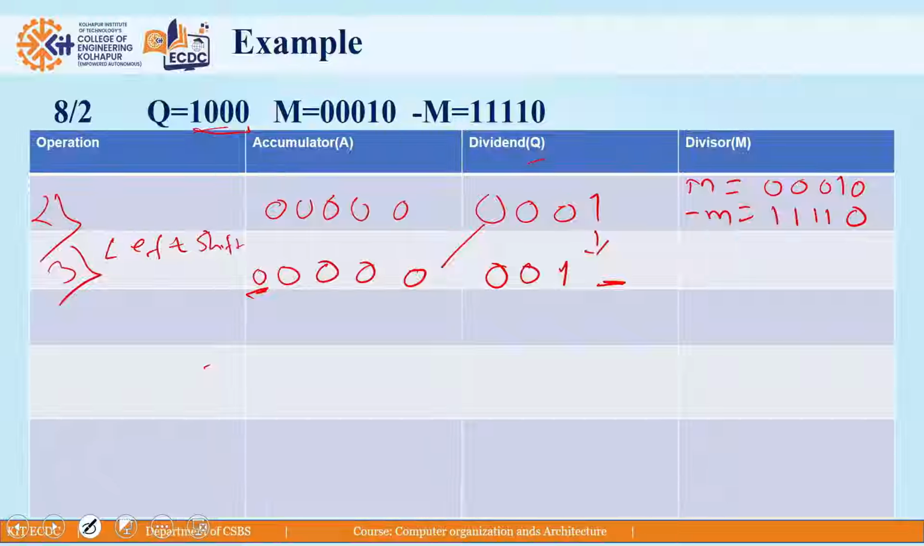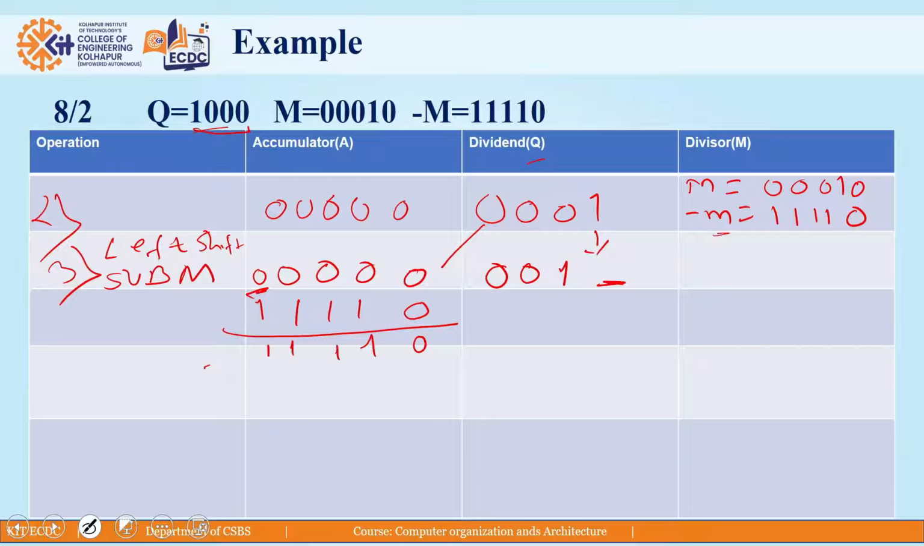Now again we are going to check the MSB bit of this accumulator. What is the MSB bit of this accumulator? It is a 0. So if it is 0, which operation are we doing? We are doing the sub M operation, right? So what is the value of minus M? It is 1 1 1 1 0. Just do the simple addition, 0 1 1 1 1. What about this bit 0 0 1? Take the ones complement of this bit, it should be 0. So 0 0 1 0.